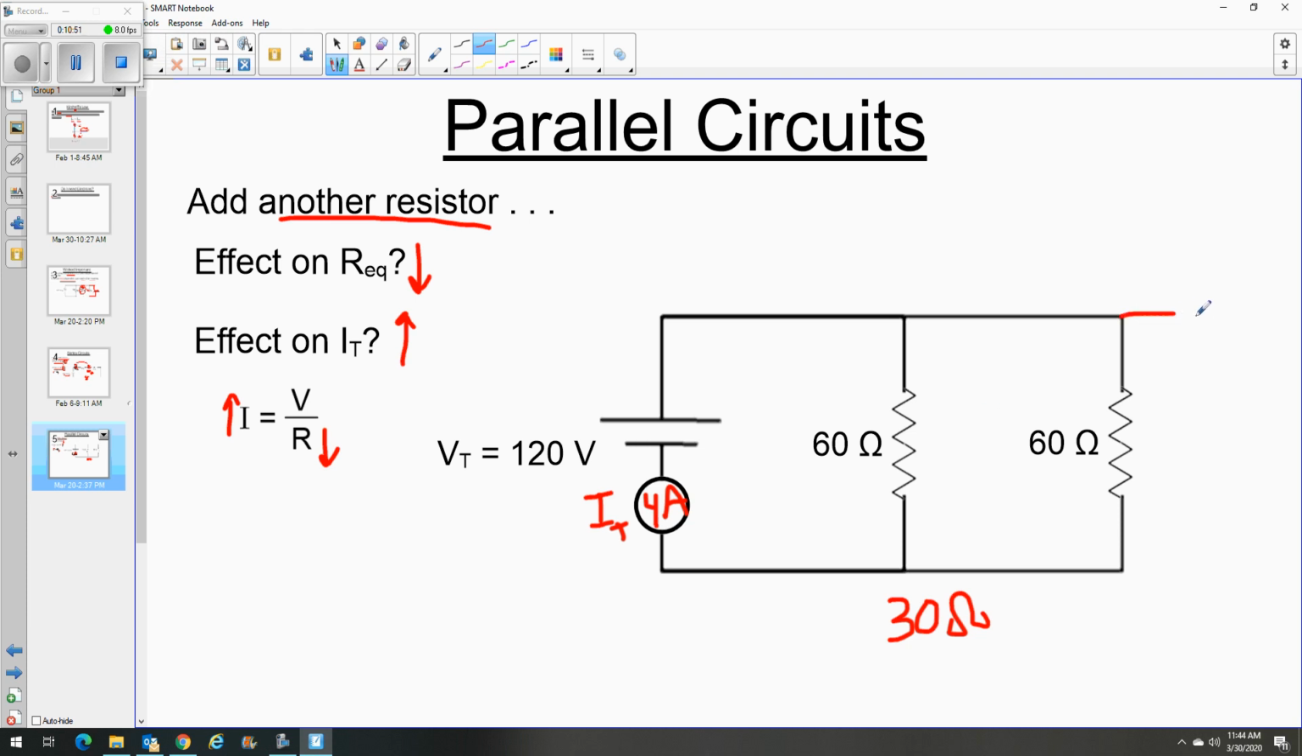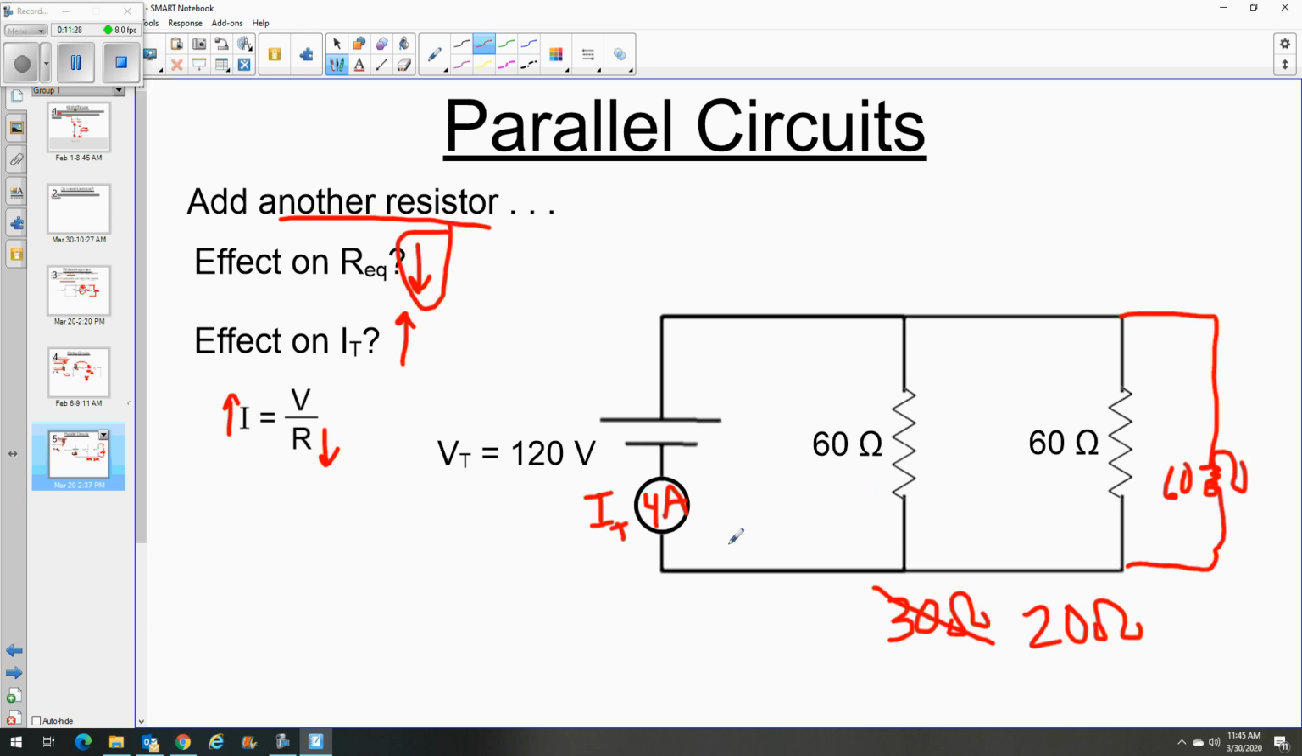So what happens if we add another 60 ohm resistor? Well, we originally predicted that the equivalent resistance will go down and the current will go up. Let's see. If you have three 60 ohm resistors, if you do 1 over 60 plus 1 over 60 plus 1 over 60 and then invert your answer, you will see that the total is no longer 30. The total has gone down to 20 ohms. Yes, by adding another resistor, we decreased our total resistance.